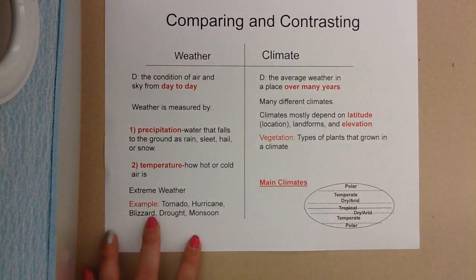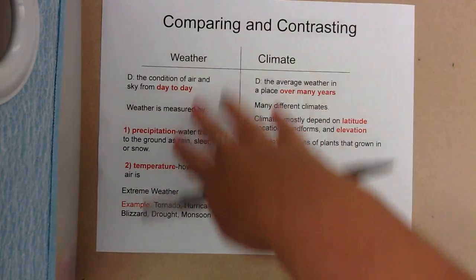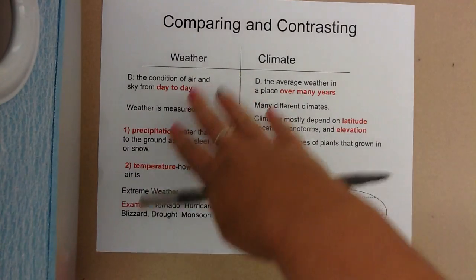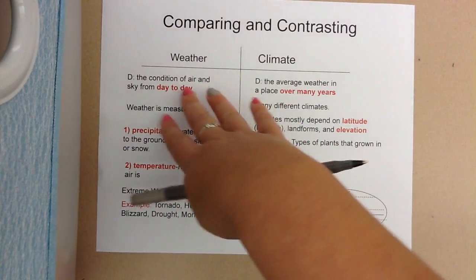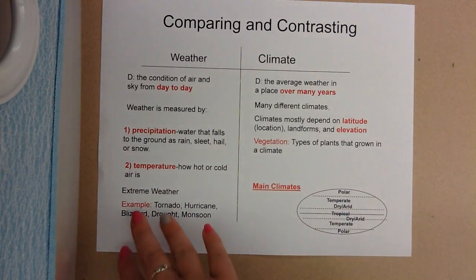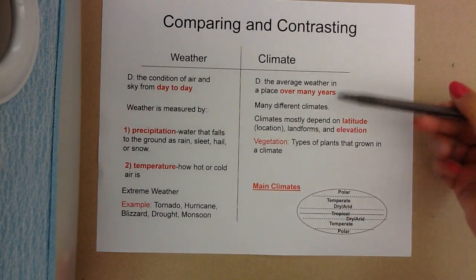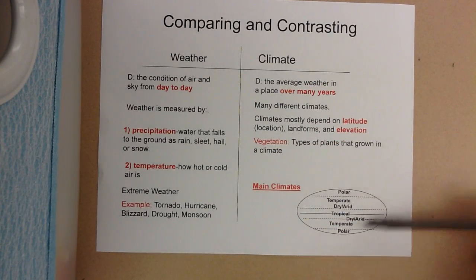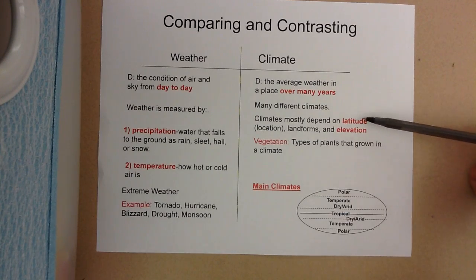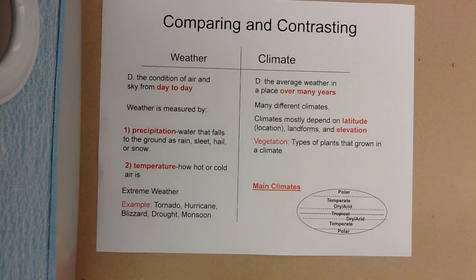Okay. And then just to wrap up, here's a little compare and contrast chart. You don't need to copy this whole thing. I just want you to make sure that you have all of this information for each one. For weather, you need the definition. Weather is measured by precipitation and temperature, and then some examples of extreme weather. And then over here we have the definition of climate. We drew our climate map like this, so you should have something that looks similar to this in your notes. And then climates depend mostly on latitude, landforms, and elevation, and then vegetation.